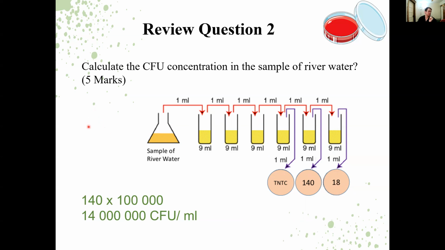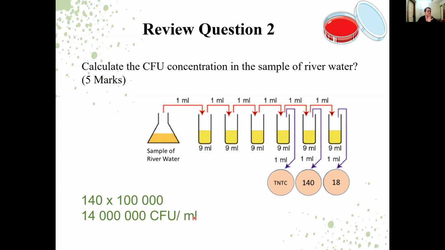So you would simply just calculate this back to its original concentration by calculating this dilution. So you would have a 10-fold, 100-fold, 1,000-fold, 10,000-fold, 100,000-fold dilution. So you would take this concentration, multiply it by the number of dilutions you've done, and then that would provide you with your answer of 14 million colony forming units. Remember, per milliliter, really important here.